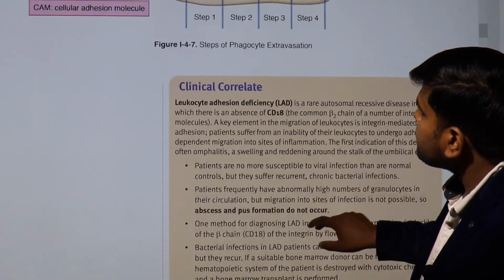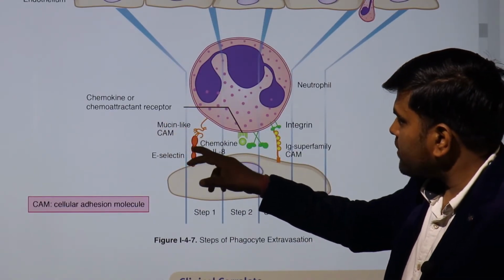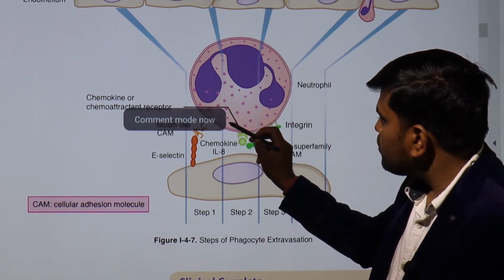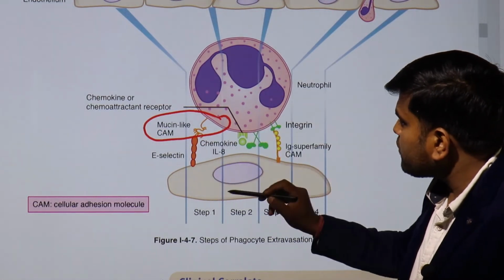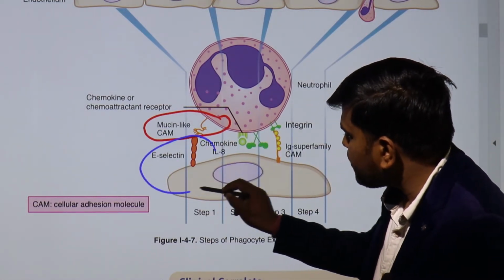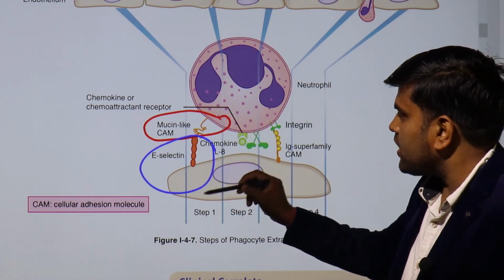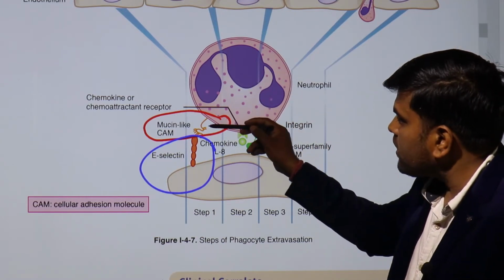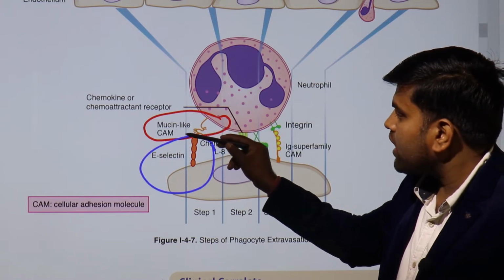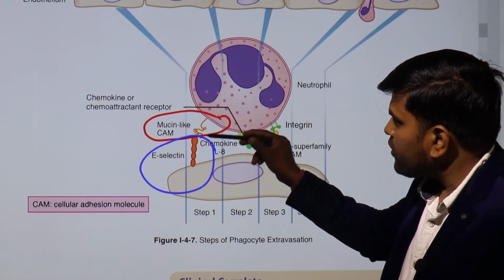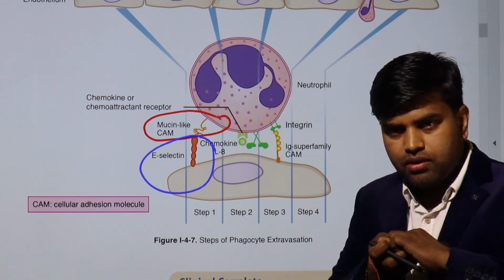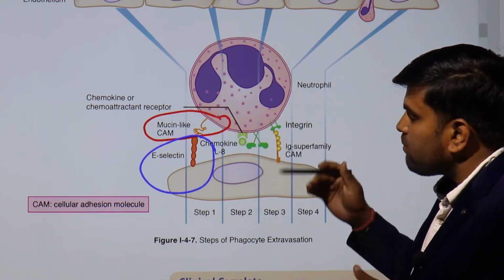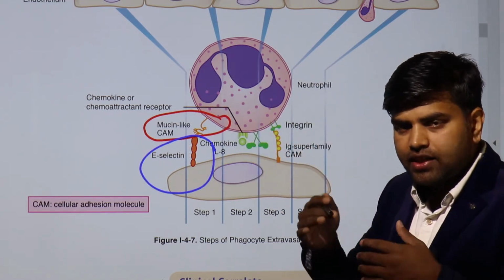You can see over here, initially with this chemokine or chemotactic factor, there is a mucin-like CAM, which is upregulated in your neutrophil. So this mucin-like CAM will be regulated on the neutrophil, and the E-selectin will be regulated on your endothelial cell. This is L-selectin, this is E-selectin. Now what happened? Initially there was vasodilation, and the cells came to the periphery. Now there is upregulation of E-selectin and the mucin-like CAM, that is L-selectin, and they will try to bind to each other. But the force of the blood coming from behind will push them, and they will move. They will be attached and detached.